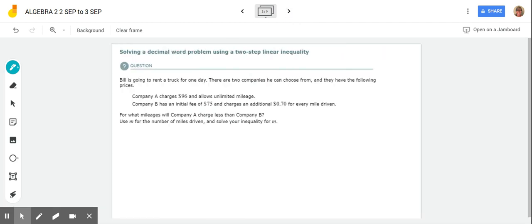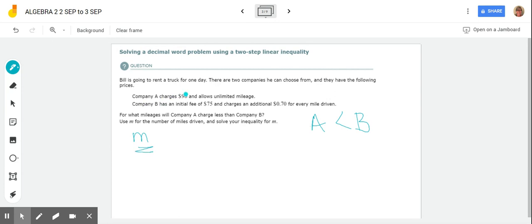Okay. Bill is going to rent a truck for 1 day. There are 2 companies he can choose from, and they have the following prices. So company A charges $96 to start with and unlimited mileage. Okay. Company B has an initial fee of $75 and charges 70 cents for every mile. For what mileage will company A charge less than company B? So we want A to be less than B. Okay. Use M for the number of miles driven and solve your inequality for M.